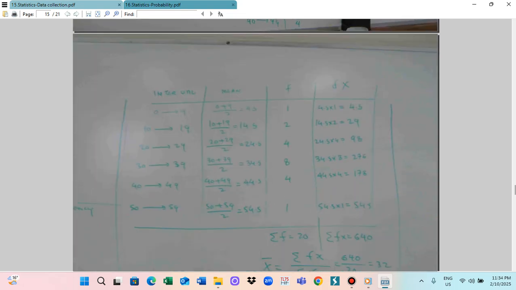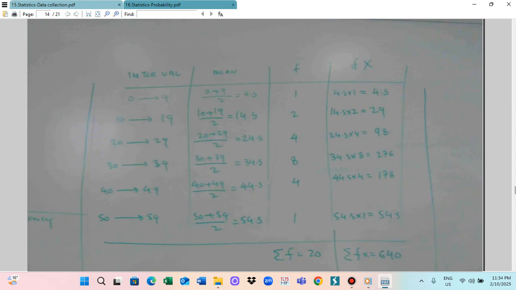Okay, so here we have to make a calculation. We have to calculate the mean for the interval 0 to 9, then the mean between 10 to 19, the mean between 20 to 29, 30 to 39, and 40 to 49. You have to find the mean. So this is the interval, and the mean, and frequency multiply mean. So we have to calculate.